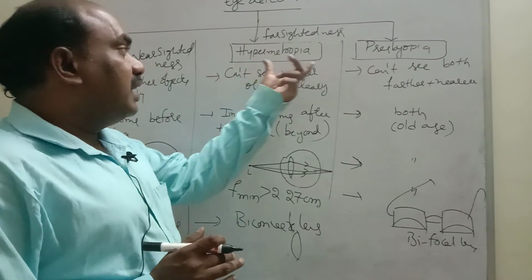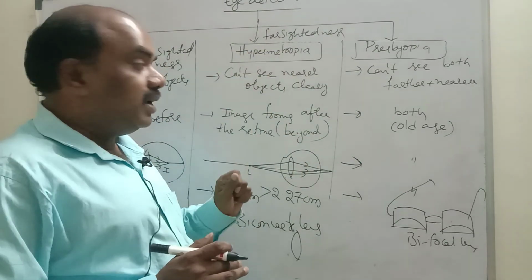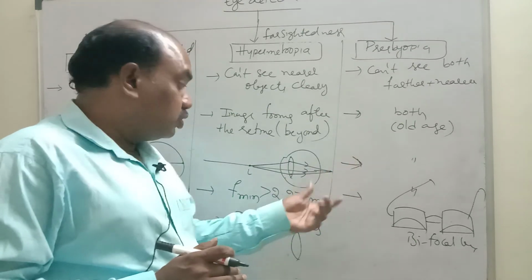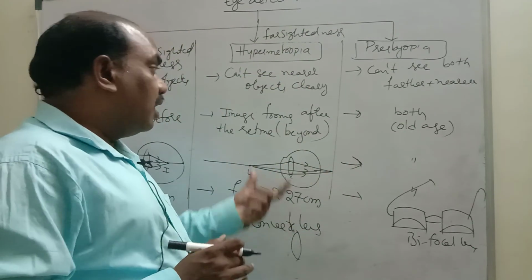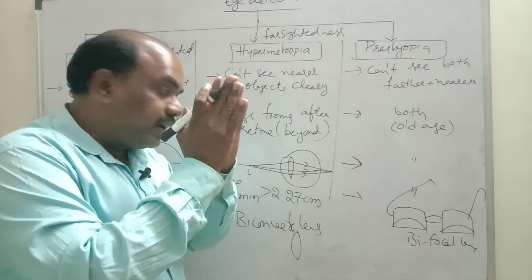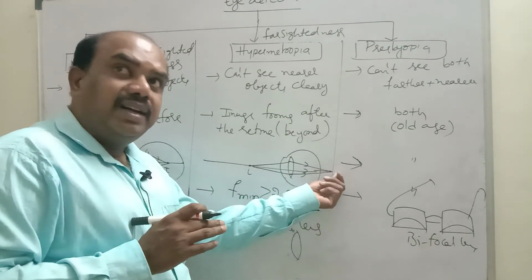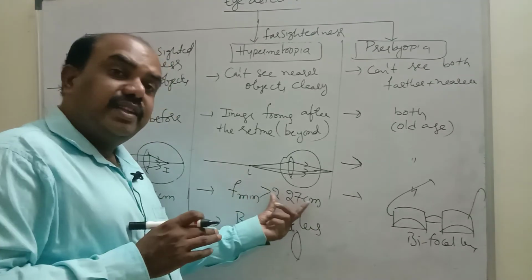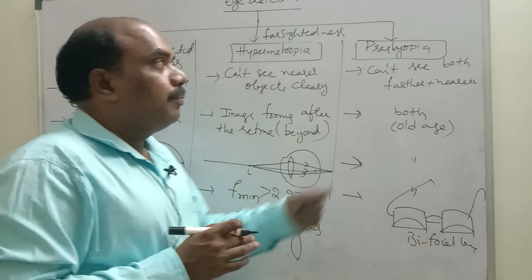Hypermetropia, the person who cannot see nearer objects clearly but can see farther objects clearly, is called hypermetropic. The image forms beyond the retina of the eye, or after the retina. So this defect is also called far-sightedness or long-sightedness. If you see a farther object, our eye lens contracts. So the minimum focal length must be 2.27, but it forms beyond, so it is greater than 2.27. By using a biconvex lens, we can rectify this defect.